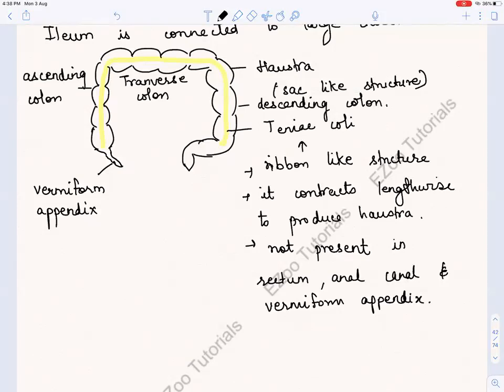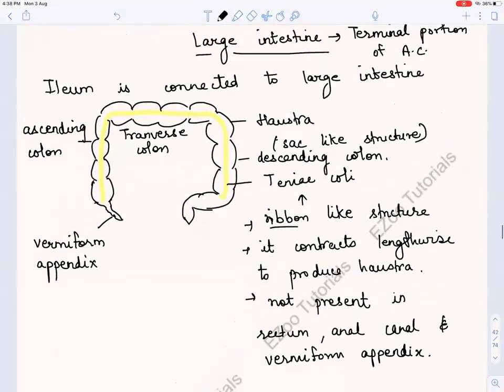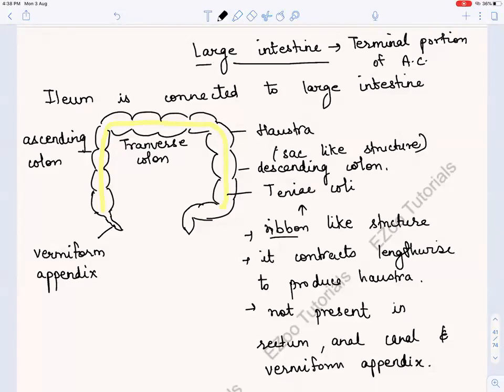Okay. Now, the tinea coli is also divided into three separate longitudinal ribbons, because tinea means ribbon. They are actually visible from outside, and they are present just below the serosa. When we do the histology of the alimentary canal and this large intestine, you will understand it more clearly. So see, we started with the large intestine, I was telling you about the haustra, from there we went to the tinea coli, and from there we went to the vermiform appendix.